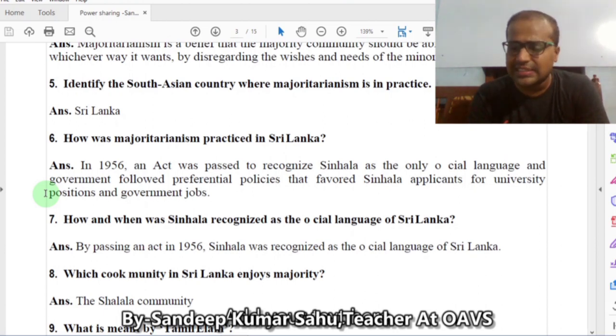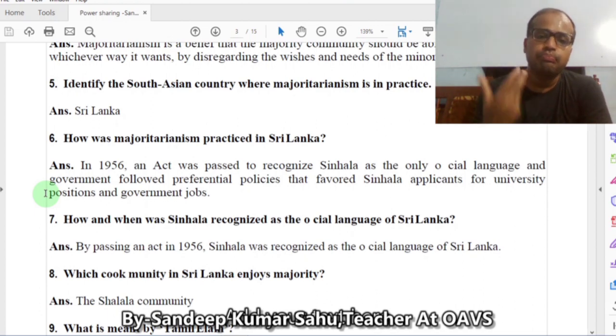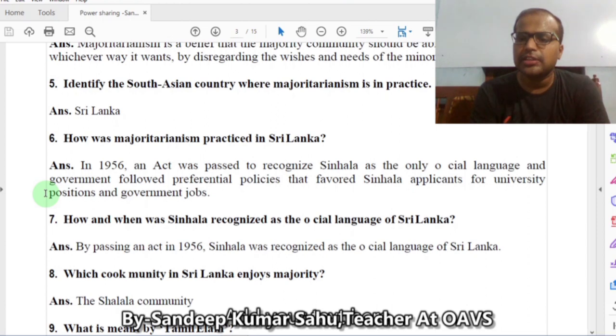So disregarding the Tamil language, they adopted Sinhala as the only official language, and they also favored Sinhala speakers with preferential treatment. Preference was given to them in government jobs and also in university admissions, disregarding the Tamil speakers. Question number 7.